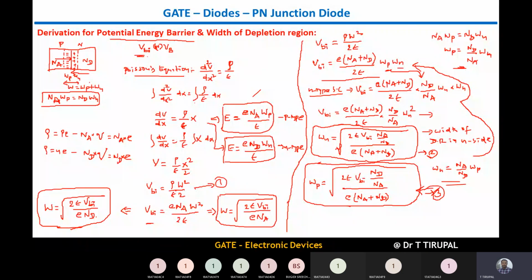Now this is the width of the depletion region on the N side and this is the width of the depletion region towards the P side. What is the total space charge region width? I can write total space charge region width, depletion region width, W is equal to WP plus WN. Now substitute these equations 2 and 3 into W here and get me the answer. What do you get? W is equal to WP plus WN. So what answer do you get?